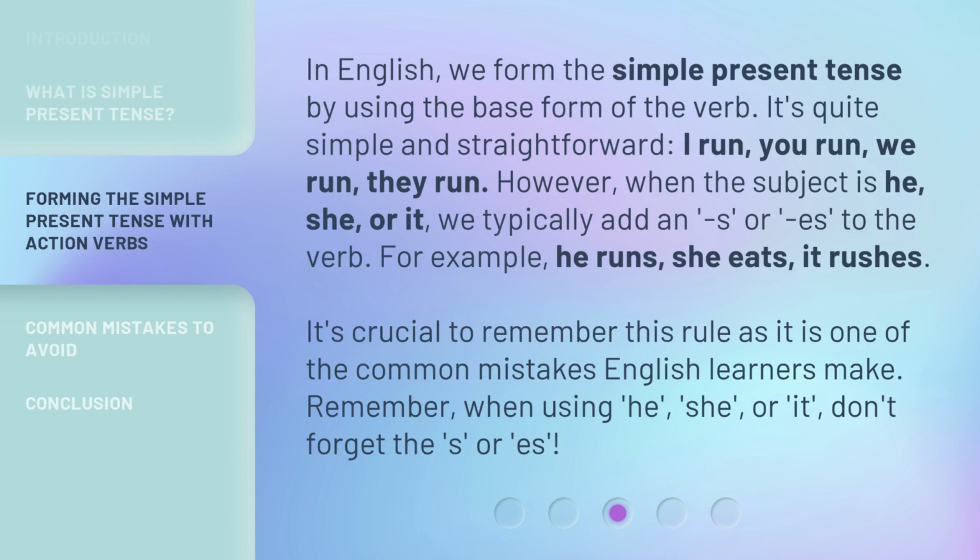In English, we form the simple present tense by using the base form of the verb. It's quite simple and straightforward. I run, you run, we run, they run. However, when the subject is he, she, or it, we typically add an s or es to the verb. For example, he runs, she eats, it rushes. It's crucial to remember this rule as it is one of the common mistakes English learners make. Remember, when using he, she, or it, don't forget the s or es.